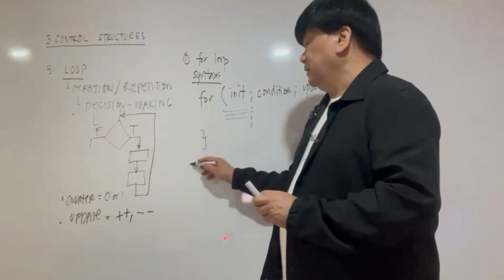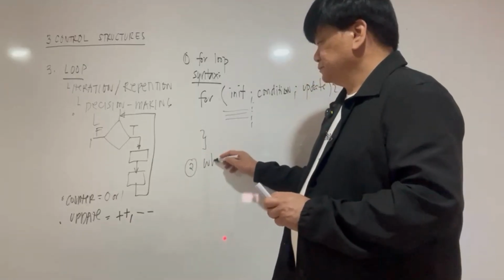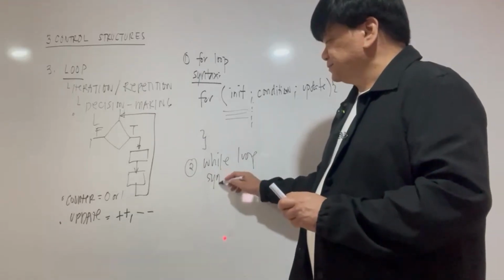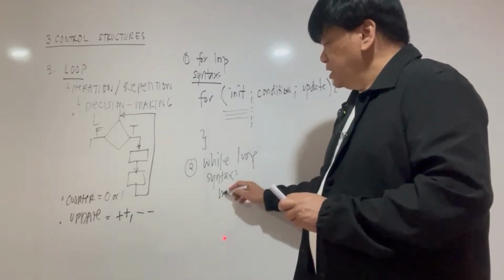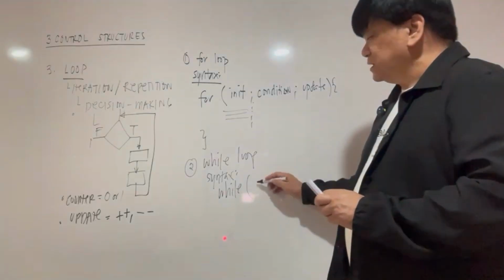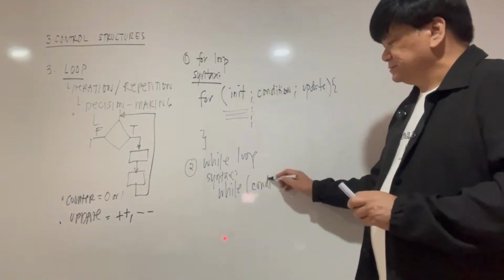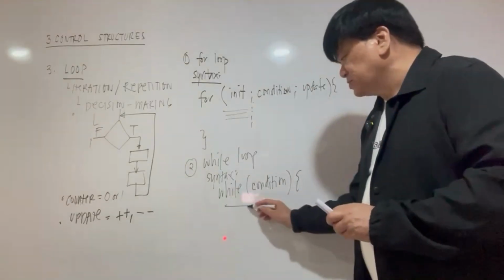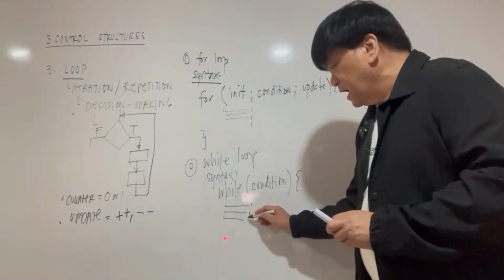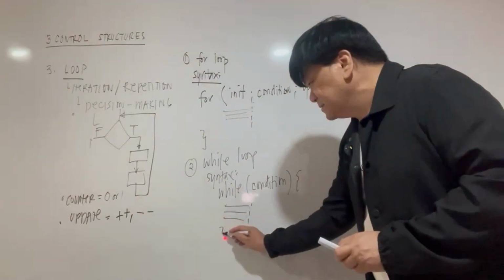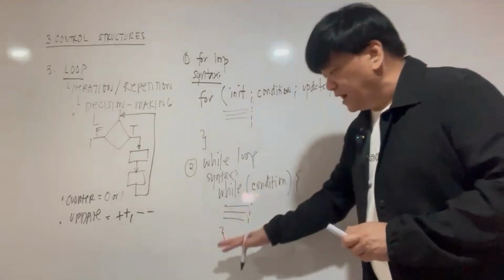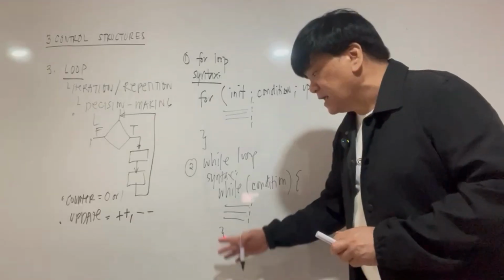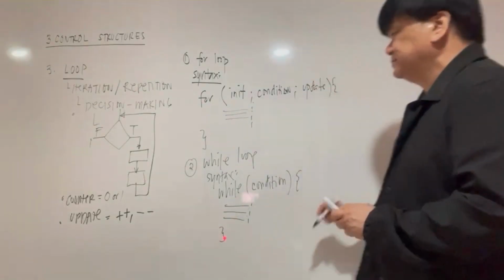Next is the while loop. Syntax: you have while, then the condition inside the parentheses, then whatever instructions or statements under this begin and end will be executed. Otherwise, all statements outside the while loop will be executed.